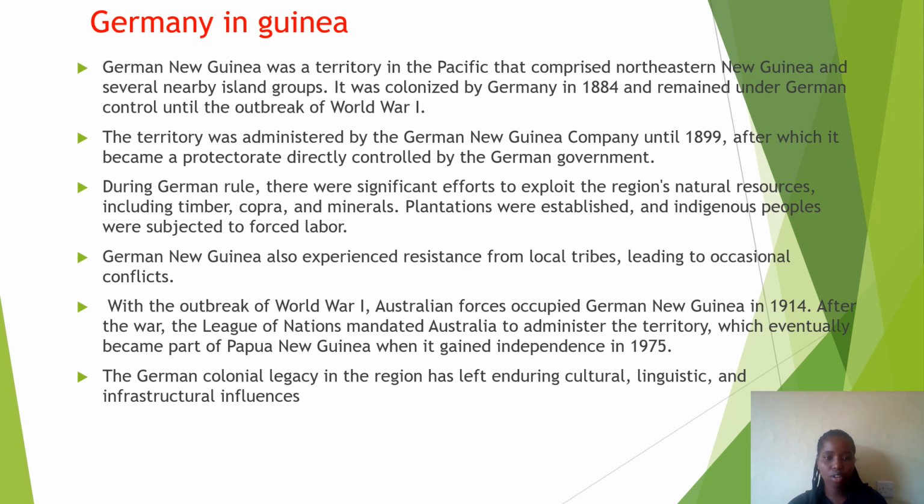With the outbreak of World War I, Australian forces occupied German New Guinea in 1914. After the war, the League of Nations mandated Australia to administer the territory, which eventually became a part of Papua New Guinea when it gained independence in 1975. The German colonial legacy in the region has left enduring cultural, linguistic, and infrastructural influence.